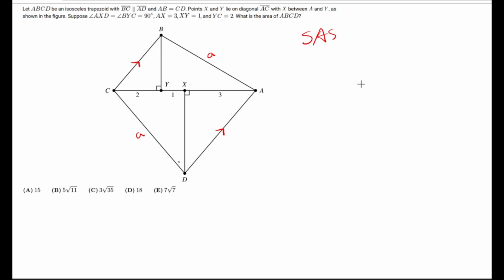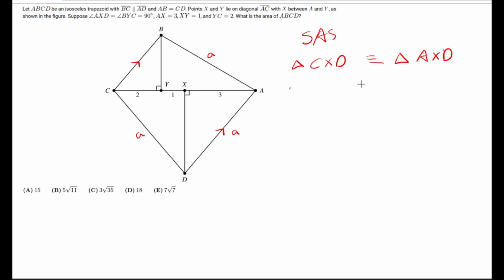Because we have this side 3, this angle 90, and this side XD. So by SAS, CXD is congruent to AXD. Okay, that means that this must also be A, because the hypotenuses must be equal. What's the plural of hypotenuse? I don't even know. But yeah, so we have that these three side lengths are a part of this trapezoid. But what do we do next?